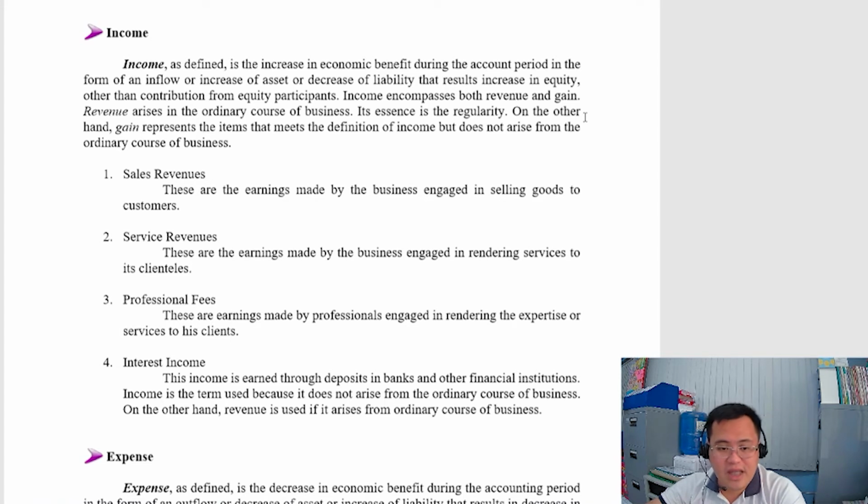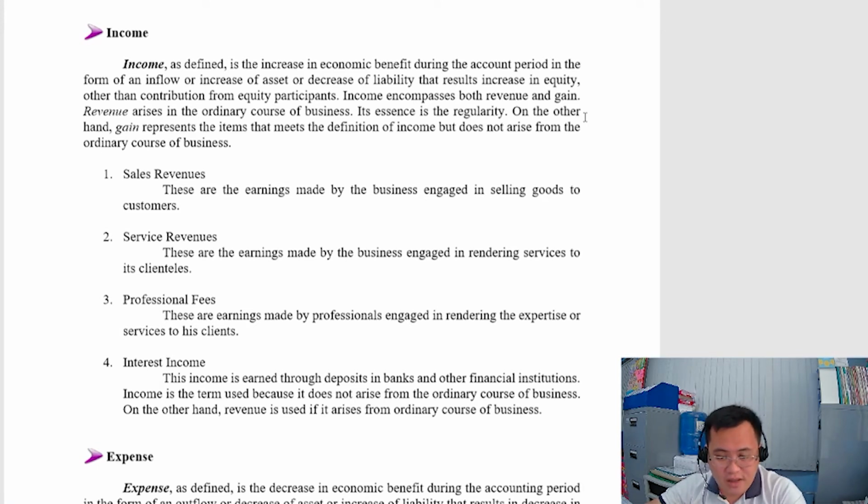What are examples of income? Number 1, sales revenue. These are earnings made by a business engaged in selling goods to customers. When we sell goods, we will be able to generate sales revenue. But when we engage in rendering services, such as in the food industry, car washing, lawyer, or in the practice of a profession, because we are rendering services, we call it service revenue.